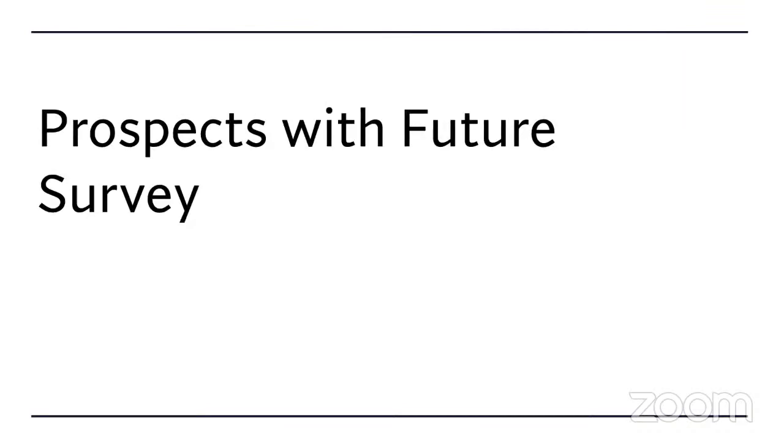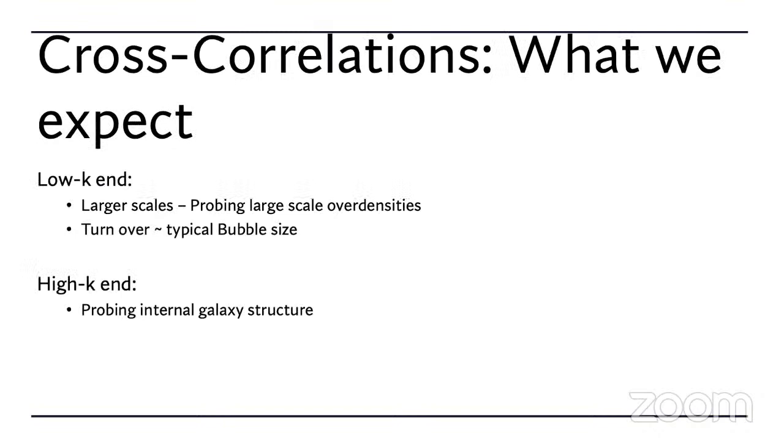So what are the prospects then? Are light cones still good to use or not? Before we can say definitively, what would we expect to see from these cross correlations? At large scales, so low k, we hope to see an anti-correlation, especially if we're looking at the end of reionization with 10% neutral fraction. Then as we go to intermediate scales, we see some sort of turnover indicative of the typical bubble size. And at the high k end, we would probably probe internal galaxy structure. Now, SimFast doesn't have a prescription for galaxy structure, so we're not going to see anything at high k, but we're hoping to see this expected structure at low k.